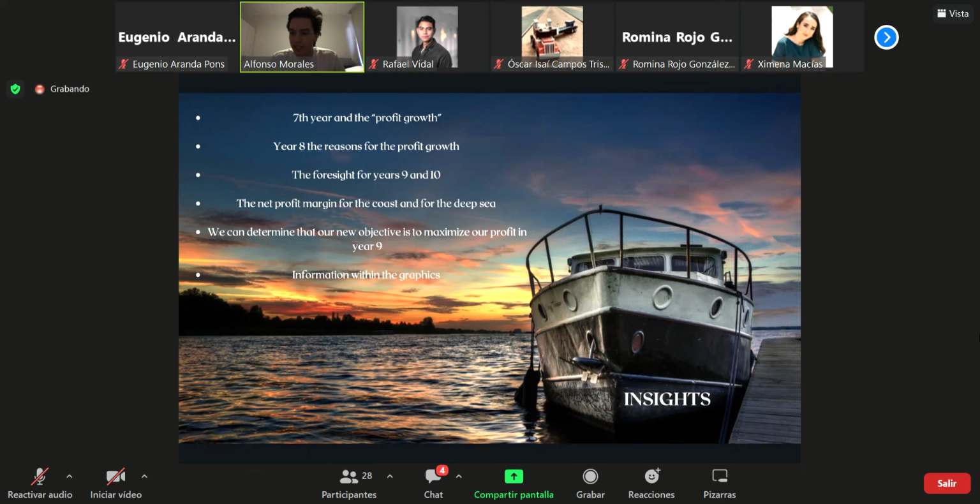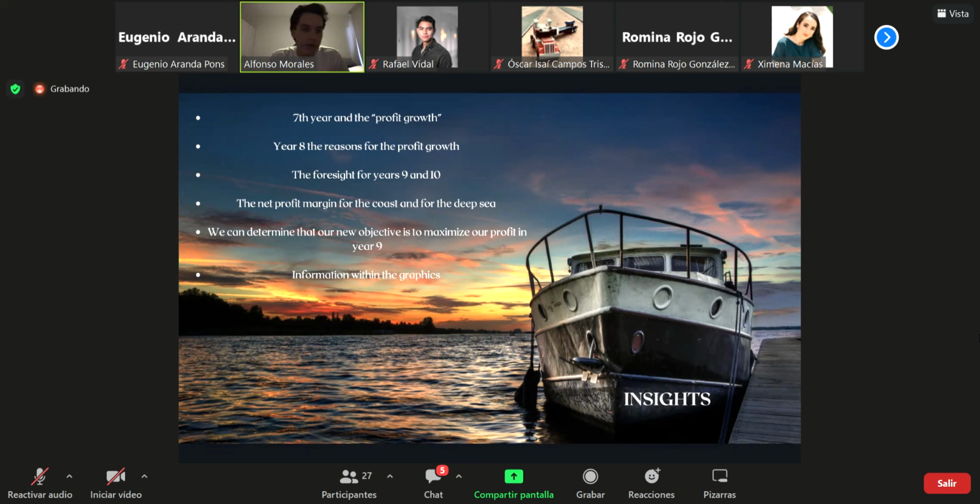The other insight is that the net profit margin for the coast is 0%. As I told you, we only have ships located in the deep sea. We don't have ships at the coast or the harbor. The other is that regarding the balanced scorecard, we can determine that our new objective is to maximize our profit to 2,000. As I told you, our perspective is a little bit higher, and it did go higher.